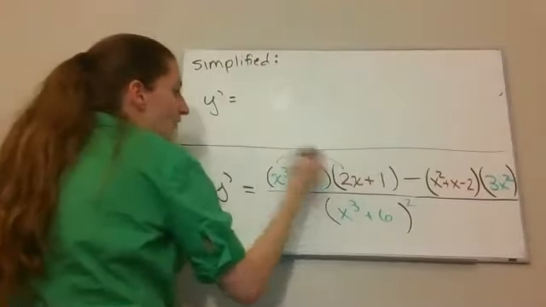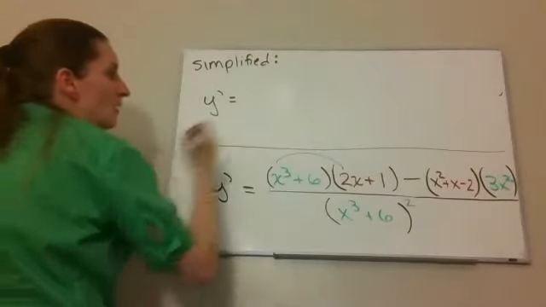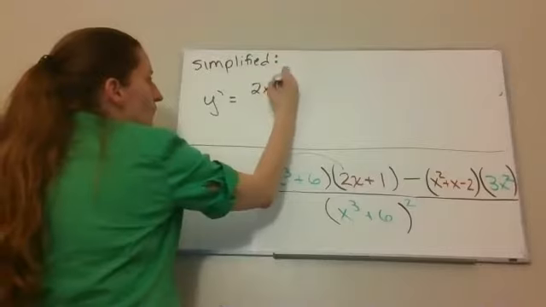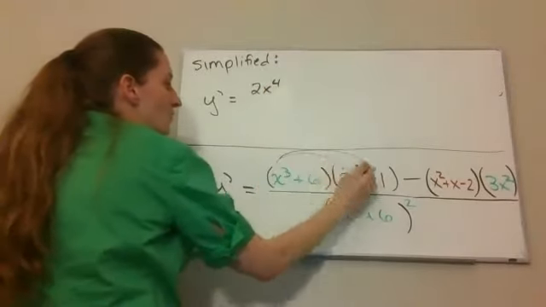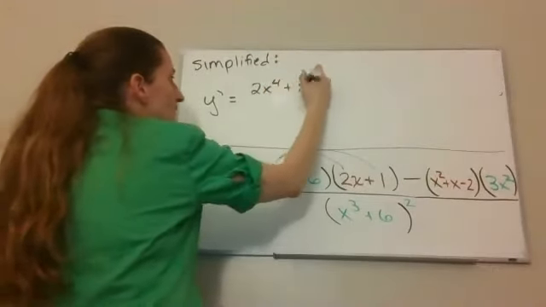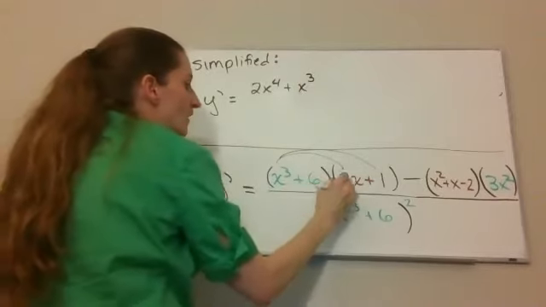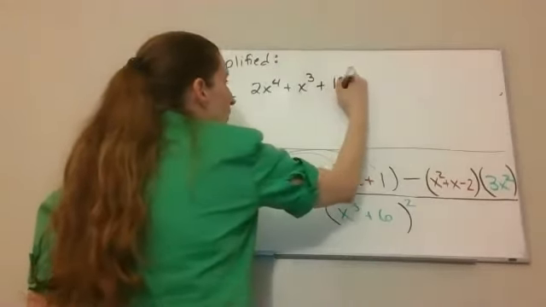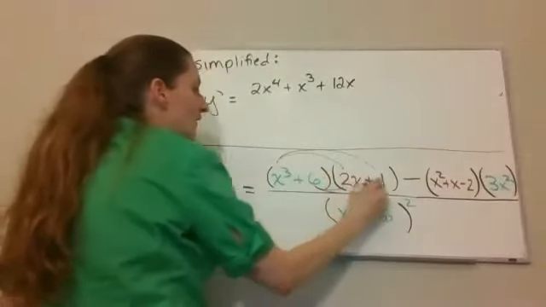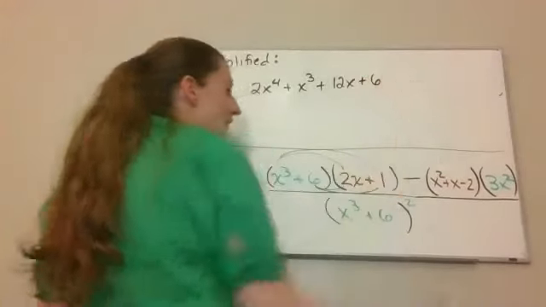So I have x cubed times 2x, which is 2x to the 4th. X cubed times 1, which is x cubed. 6 times 2x, which is 12x. 6 times 1, which is 6.